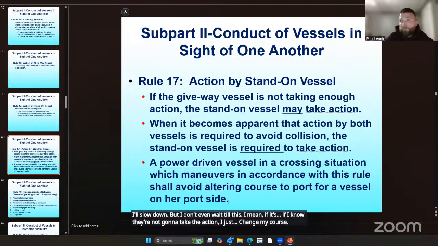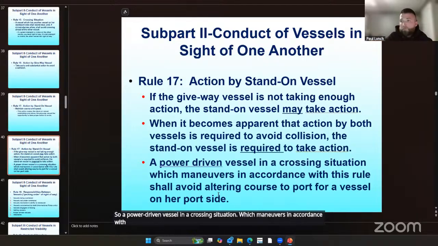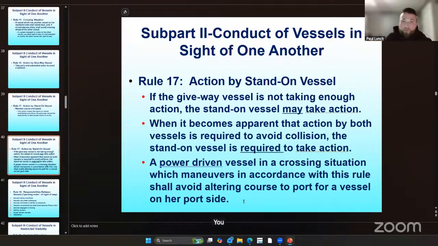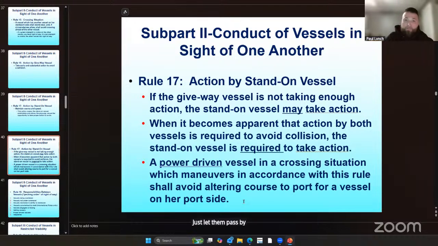So a power-driven vessel in a crossing situation, which maneuvers in accordance with this rule, shall avoid altering course to port for a vessel on her port side. You always want to turn away from a vessel. Vice versa, if someone's off your port, you don't turn into them, you turn away from them. And the best thing to do sometimes is just slow down and put the boat in neutral and don't do anything. Just let them pass by and then pick up your course again. Slow to bare steerage way.